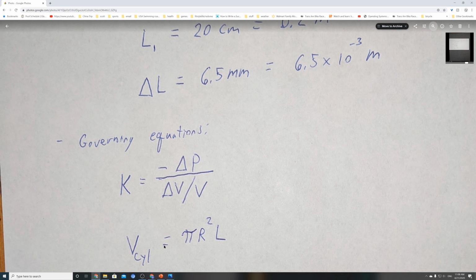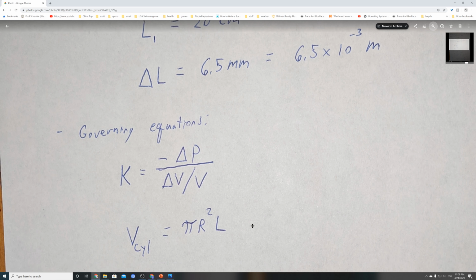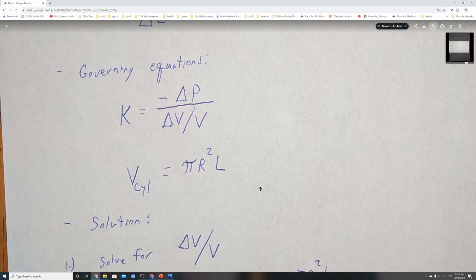So we look at the shape. The shape is a cylinder, so the volume is just pi r squared times the length. This is the equation for the volume. The cross-sectional area portion times the length gives us the volume. All right, so the solution.